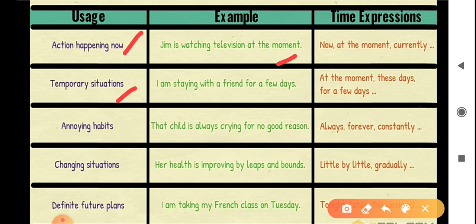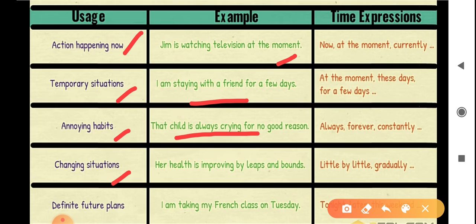Now, second one, temporary situation. For temporary situations, just like any work that is for a short time, we always use present continuous tense. For example, I am staying with a friend for a few days. Annoying habits. The speaker mostly represents his annoying feelings or emotions with always plus main verb plus ing. For example, that child is always crying for no good reason.